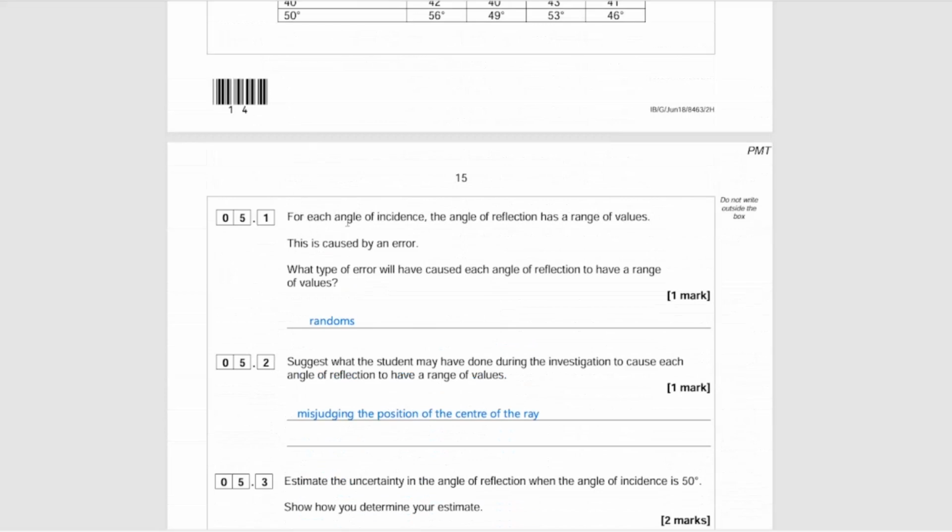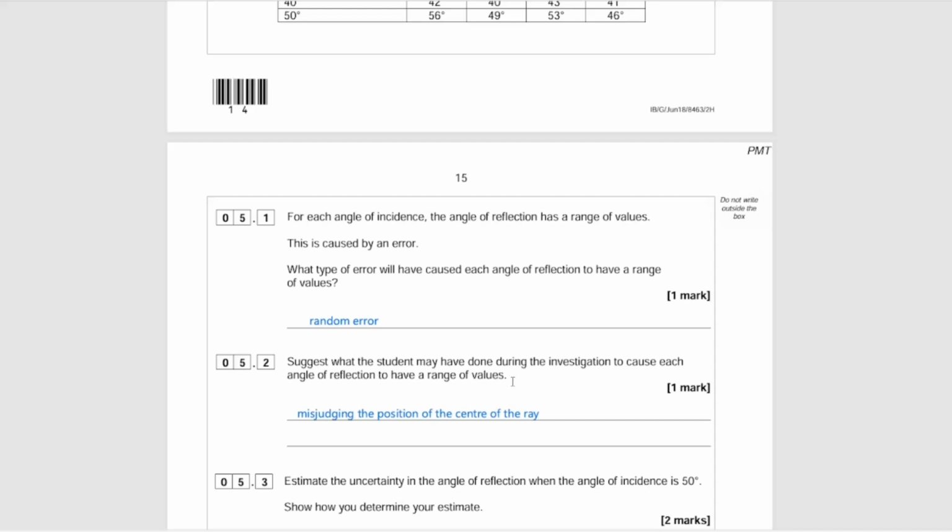For each angle of incidence, the angle of reflection has a range of values. This is caused by an error. What type of error will have caused each angle of reflection to have a range of values? And this is random error. Quick reminder that a random error is one where the difference from the true value is random and you cannot predict in which way it will be different from the true value. And a systematic error is when it's always off from the true value by a certain amount.